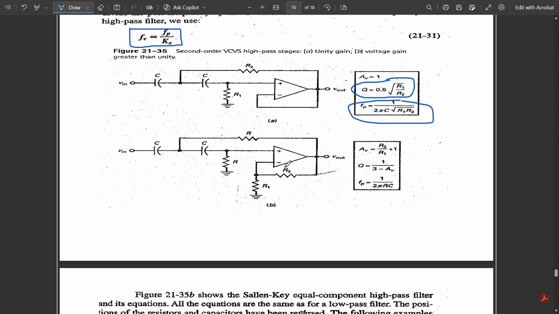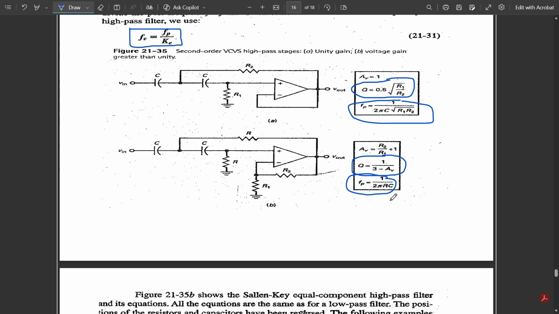Okay, which does not act as an emitter follower, so that we would be getting some voltage gain at the non-inverting terminal. Okay, that is equal to 1 plus R2 by R1. And the value for Q for the equal component filter is also changed, that is 1 divided by 3 minus AV, that is the voltage gain.